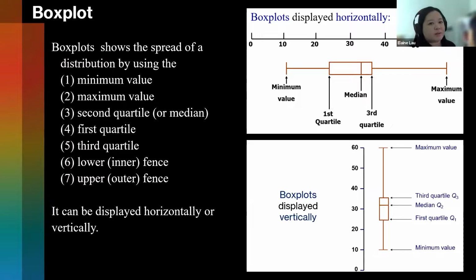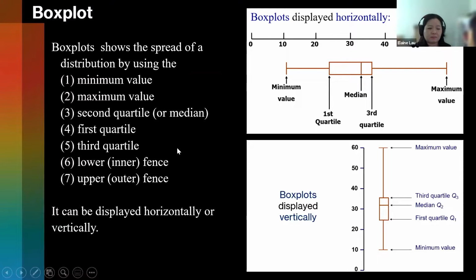Okay, so what is a box plot? A box plot is actually the summary of the 5 numbers. What are the 5 numbers? So there are the minimum value, the maximum value, the second quartile, also known as the median, the first quartile and the third quartile. So the 5-number summary will be displayed on the box plot.